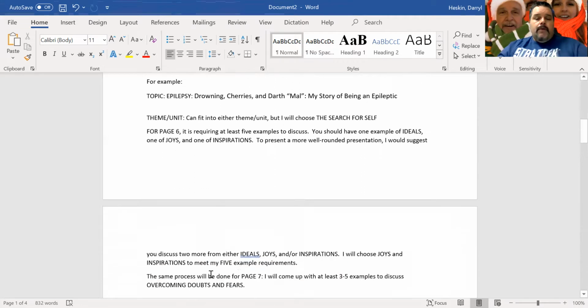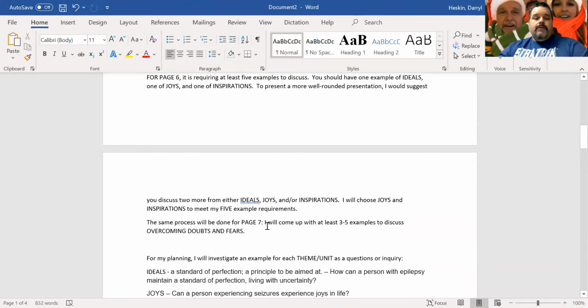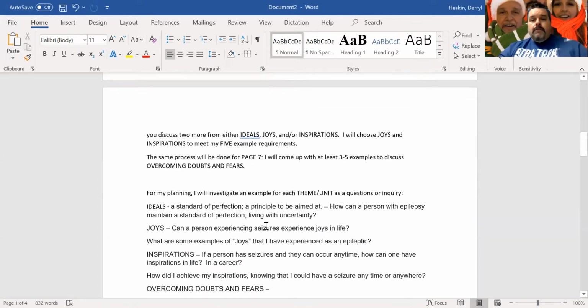Okay. So I have 3, so I will come up with another example of joys and inspiration to meet my 5 example requirement. And I'll do the same for page 7, the overcoming doubts and fears. So now, even though there's just one thing for the search for self, I'm going to come up with 5, okay? So for my planning, and you should be doing a planning approach, that's like an outline, so you have all that information ahead of time before you start to formalize things.